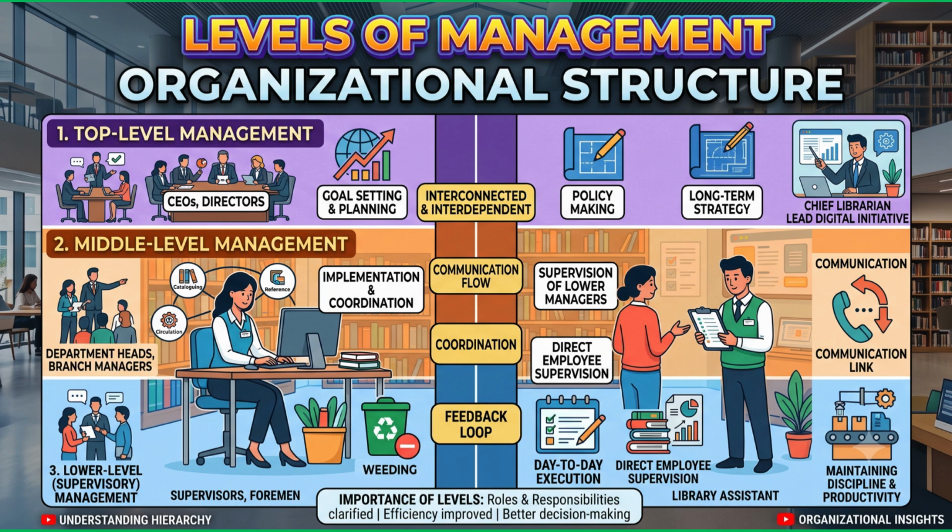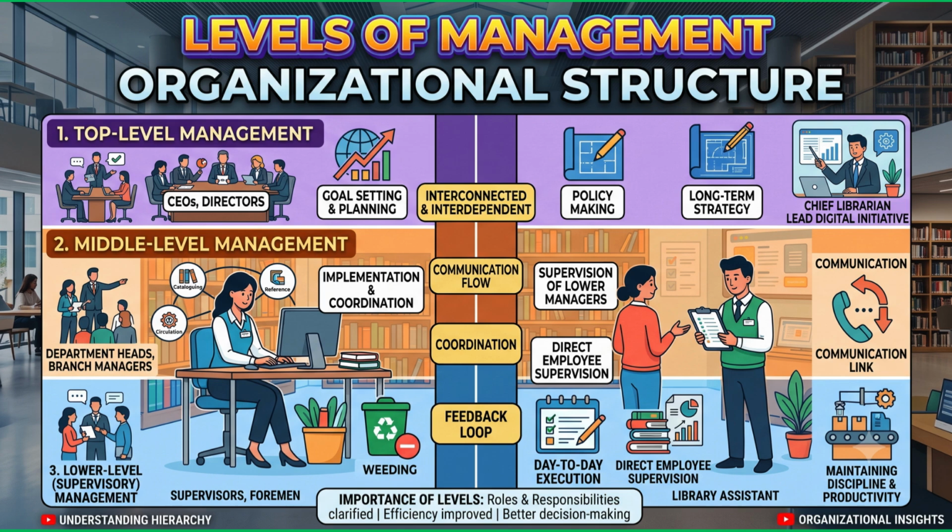Middle-level management. Middle-level management acts as a link between top-level and lower-level management. It includes department heads, branch managers, and section officers. Their main responsibility is to implement the policies and plans formulated by top management. They interpret these policies and communicate them to lower-level managers. Middle-level managers are involved in both strategic and operational activities. They supervise lower-level managers, coordinate activities, and ensure that organizational goals are achieved efficiently.